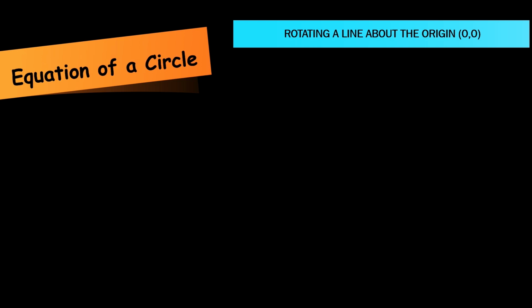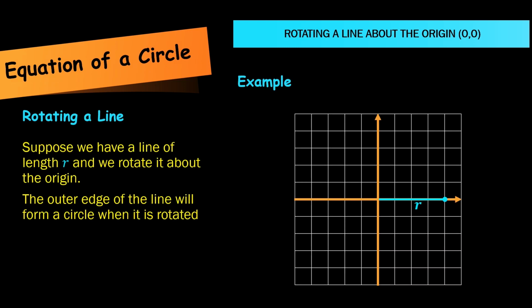We're now going to look at some theory before moving on to the next exercise. Suppose we have a line of length r and we rotate it about the origin. The outer edge of the line will form a circle when it is rotated. Let's take a look at an example.